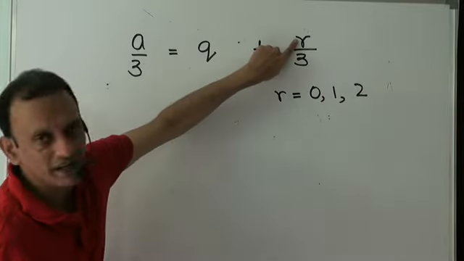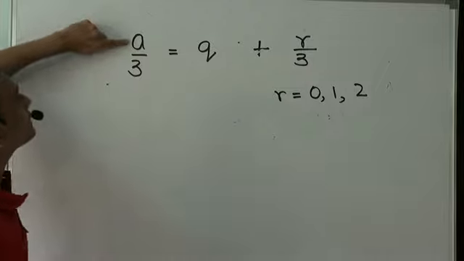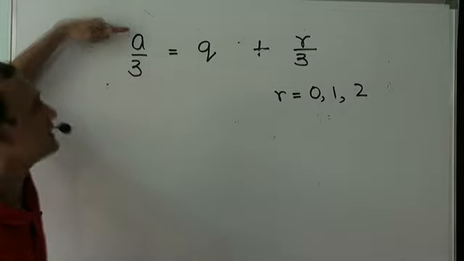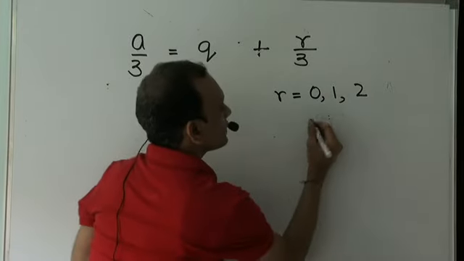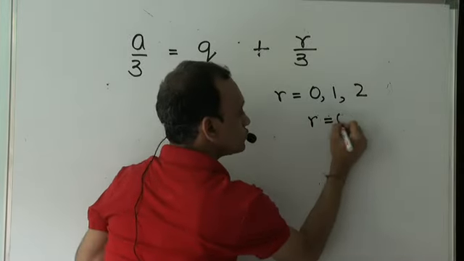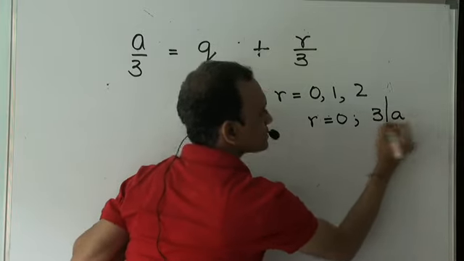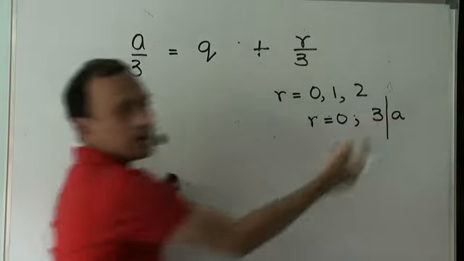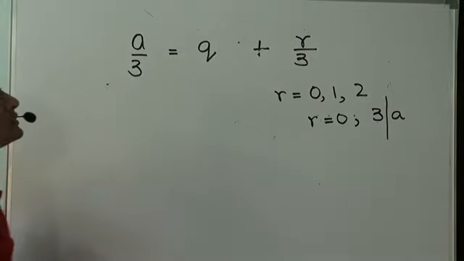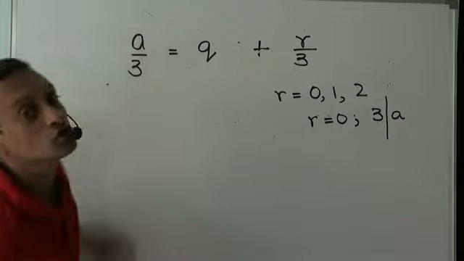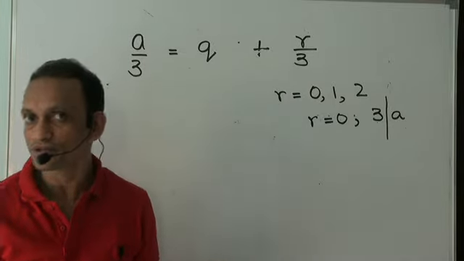What happens if the remainder is 0? If the remainder is 0, it means a is perfectly divisible by 3. That means 3 divides a. If r is 0, 3 must divide a. That's the symbolism. This means 3 divides a. This is what it means. If r is not 0, then a is not perfectly divisible by 3.